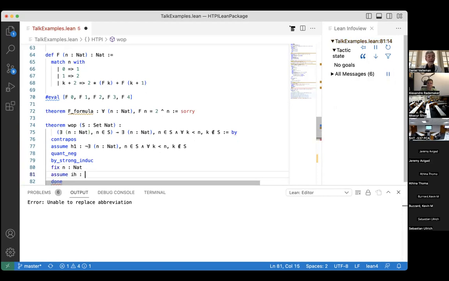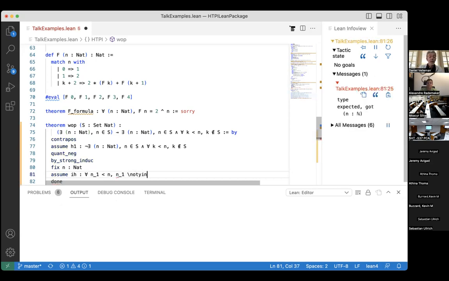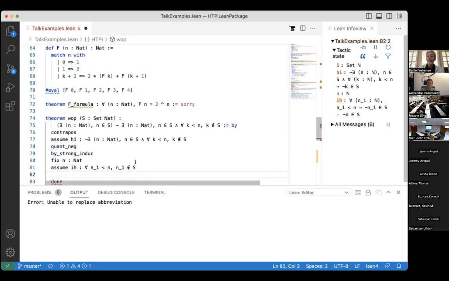This is the inductive hypothesis: for all n1 less than n, n1 is not in S. And what I have to prove is that n is not in S.